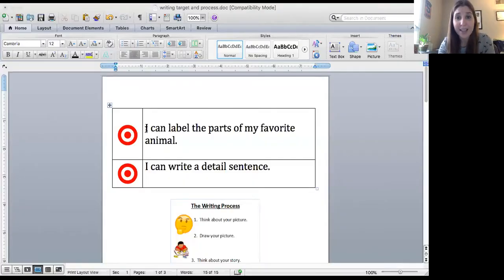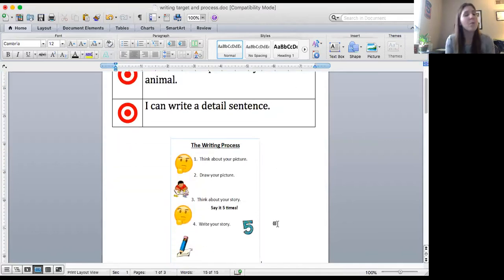So let's review today's targets before I show you what we're going to do with our writing. Our learning targets today are: I can label the parts of my favorite animal, and I can write a detail sentence using the writing process. Now remember the writing process, that's when first we always want to think about our picture. What are we going to draw? We always want to think about it first before we put our pencil on the paper. After we've thought about what we want to draw, then we're ready to draw. When we're ready to write words, we should think about the words we want to put down on the paper first. And that's step number three in the writing process. We think about our story and we say it 5 times so that we remember what we want to write down. And the last thing is to write. So keep that in mind as we continue to write together today.